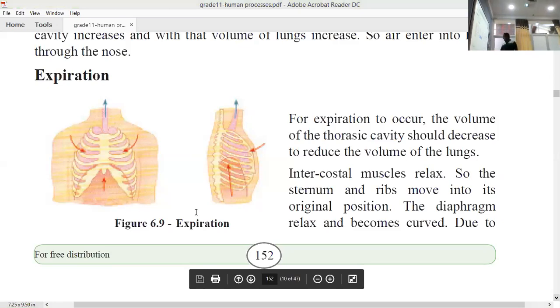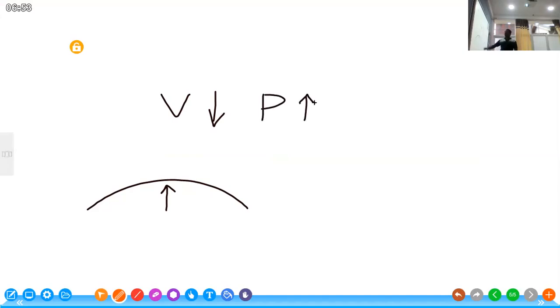Like this. The diaphragm moves up and its curvature increases. The sternum and the rib cage come to their original position. Because of that, the volume of the thoracic cavity now decreases. When the volume decreases, the pressure of air inside the lungs increases. Volume decreases, pressure increases. Physics theory. Then the pressure becomes higher than the outside pressure. Therefore, from the lungs, air is given out to the surroundings, along the same path where it came.